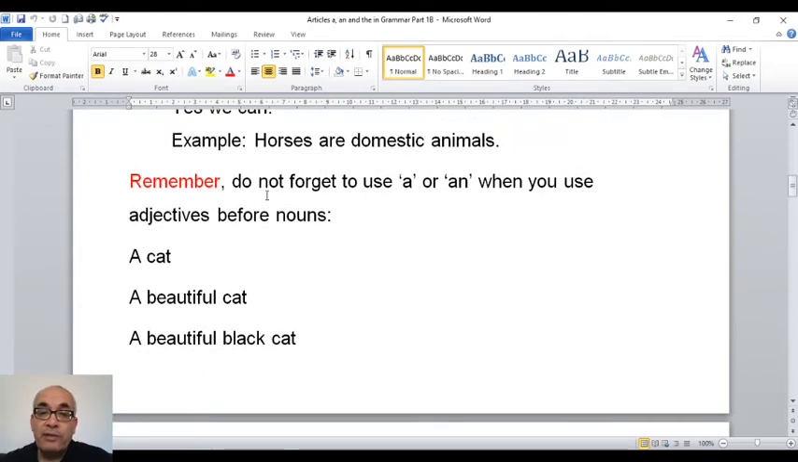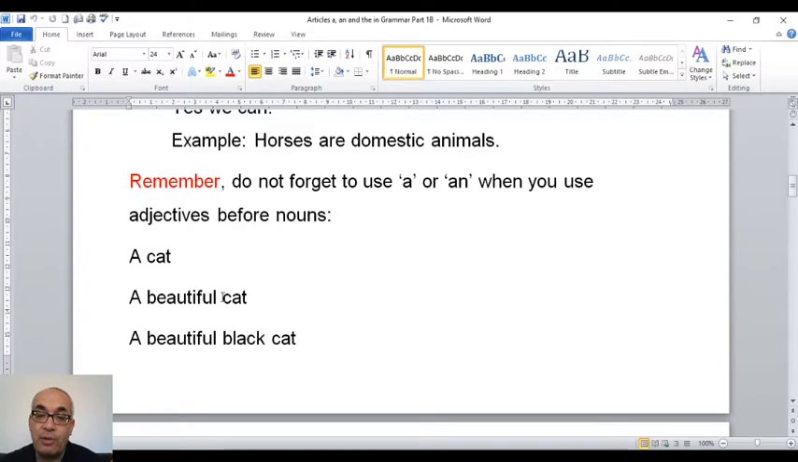Remember, do not forget to use a or an when you use adjectives before nouns. Now, students use a before a noun. Cat is a noun, they use a before it. When they put an adjective before cat, they forget to put a. So remember to use a. If I say a beautiful cat, a is for cat. A is not for beautiful. A is for cat because cat is the noun.